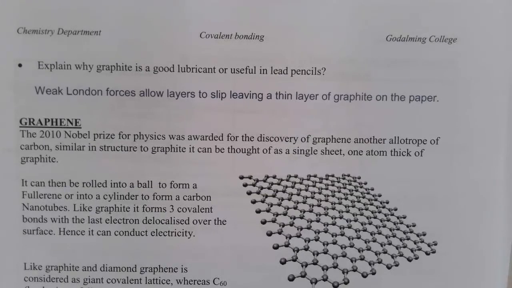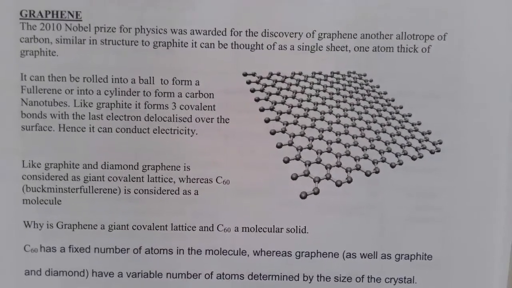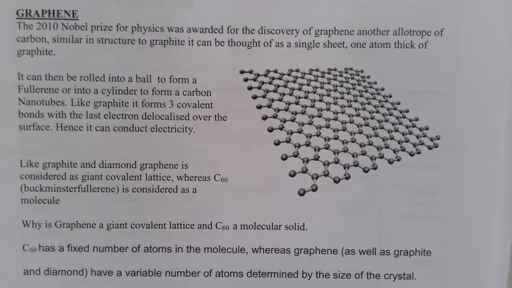However, they are also good lubricants and useful in pencils, because those weak London forces allow the layers to slip, leaving behind a layer. And that layer is known as graphene. It's a single layer of graphite. This discovery won the Nobel Prize in Physics in 2010. Graphene has some very unusual properties. It's transparent, flexible, and conducts electricity.